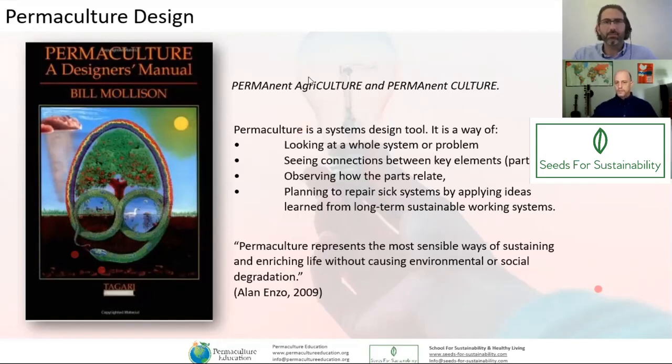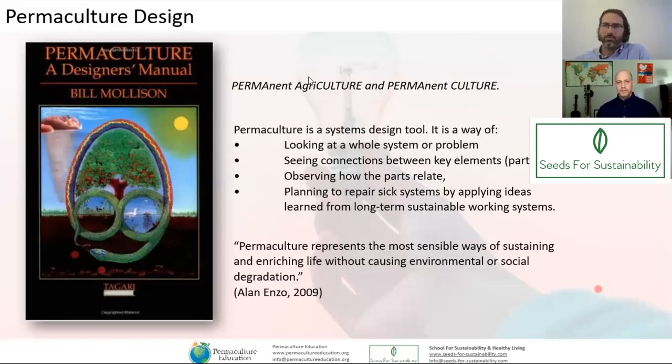Well, you can use this design system to design anything from a business. For instance, we talked about cleaning up the supply chain, sourcing things locally. Those are examples of, you know, not just for agriculture. It's very much about design and not about agriculture. Now, one of the reasons that you very often see permaculture equated with sustainable agriculture is because that's where it's used.